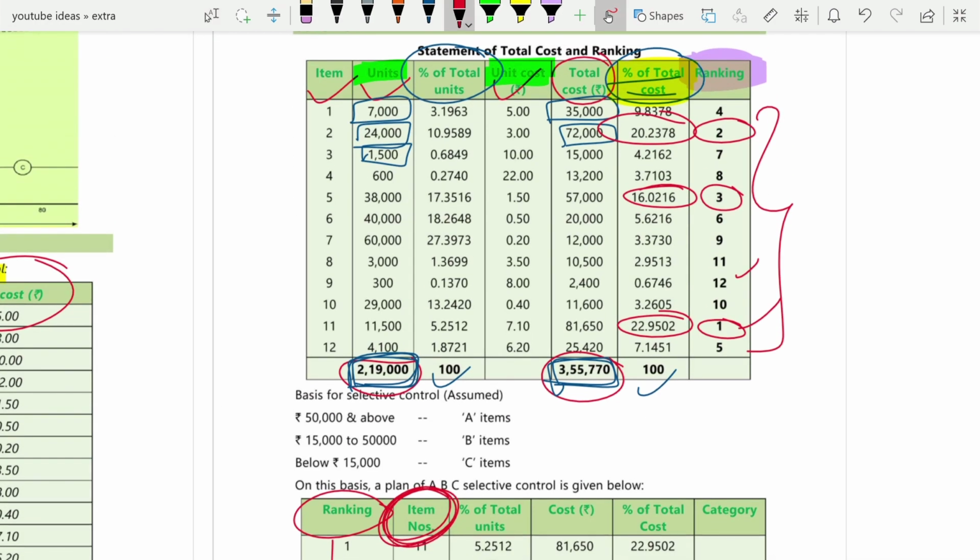Here if you see, this is the rank 1 column, right? So in the rank 1 column, which item has got rank 1? In this column you have to see in the first column. Which item has got rank 1? Item number 11 has got rank 1.